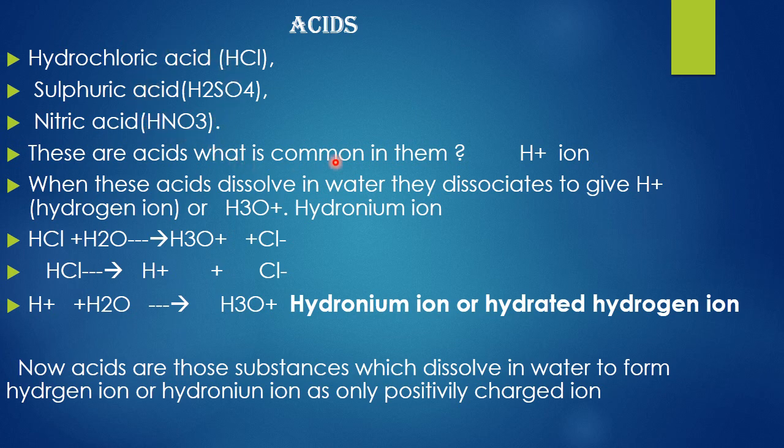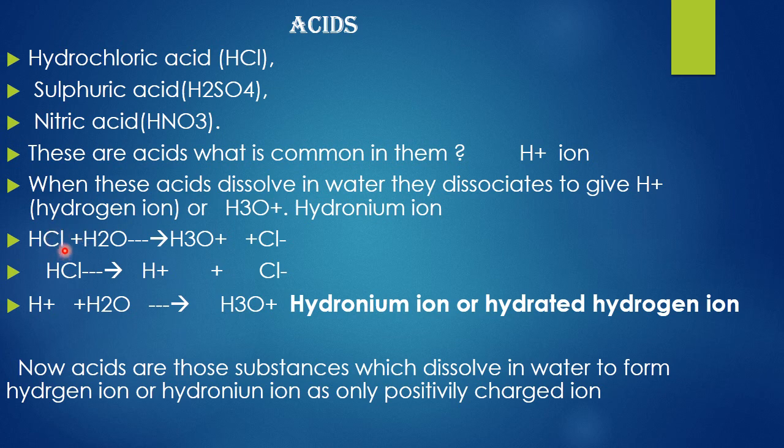Now what is common in them? If you see, here H ion, chloride ion; here H ion, sulfate ion; here H ion, nitrate ion. So all the negative ions are different but the positive ion is the same, that is hydrogen ion. So what is common in acids? Hydrogen ion. Right? Now acids, when dissolved in water, dissociate to give hydrogen ion or hydronium ion.